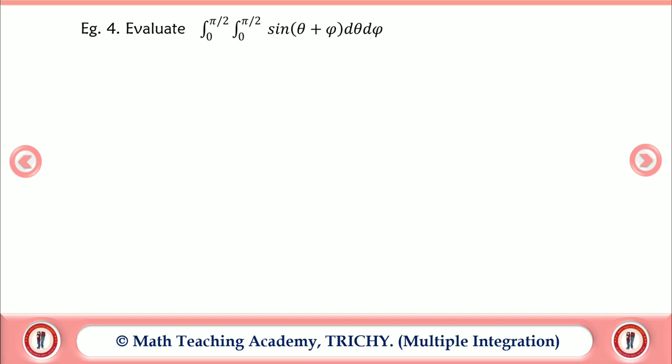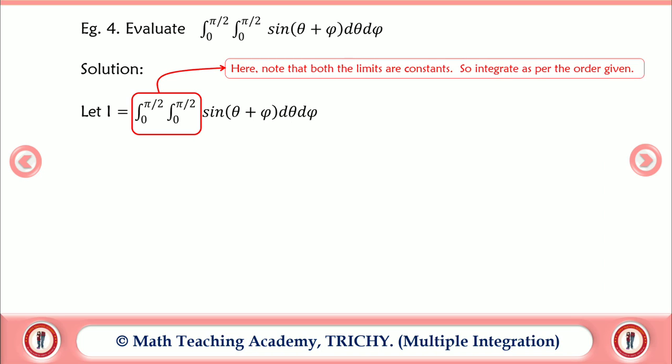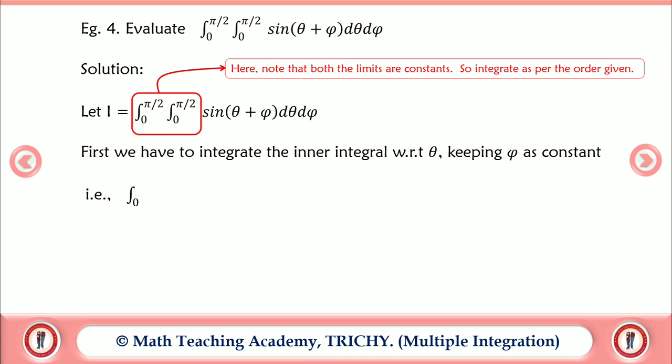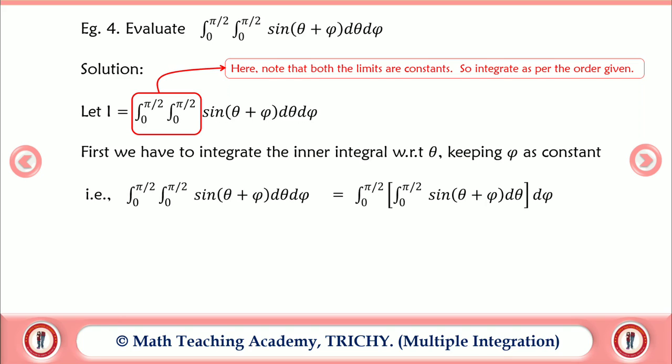Have a look at example 4. Evaluate integral 0 to pi by 2, integral 0 to pi by 2 sin of theta plus phi d theta d phi. Let us take I be the given integral. Here note that both the limits are constant, so integrate as per the order given. So first we have to integrate the inner integral with respect to theta, keeping phi as constant. That is integral 0 to pi by 2, integral 0 to pi by 2 sin of theta plus phi d theta d phi.